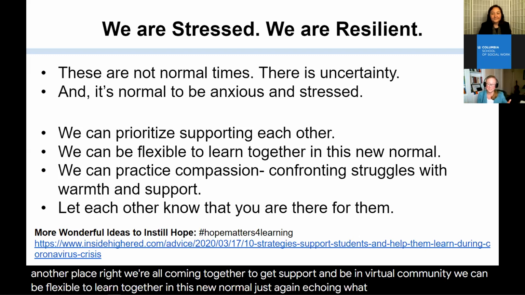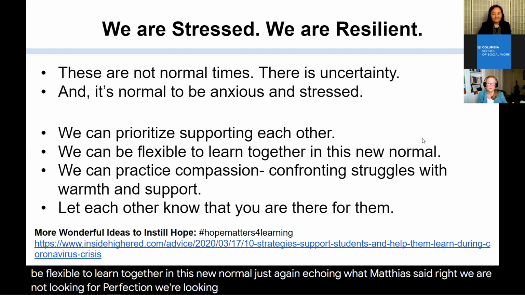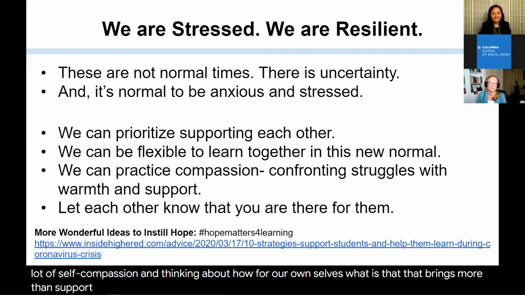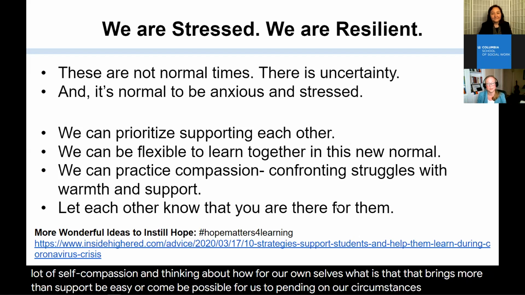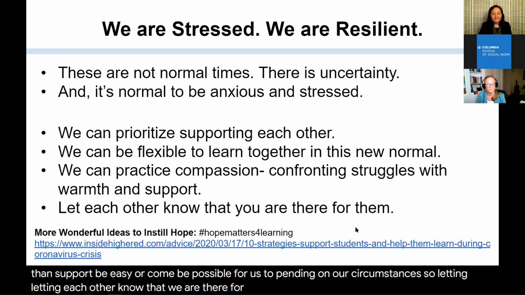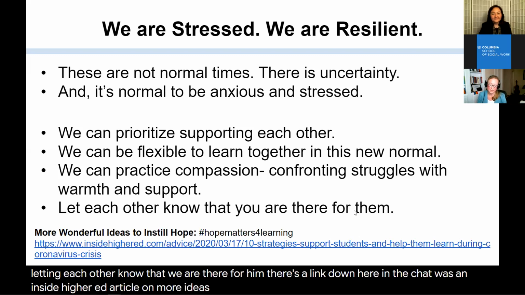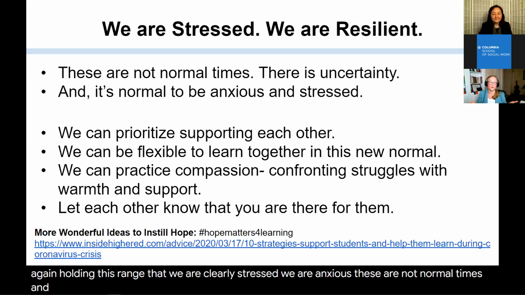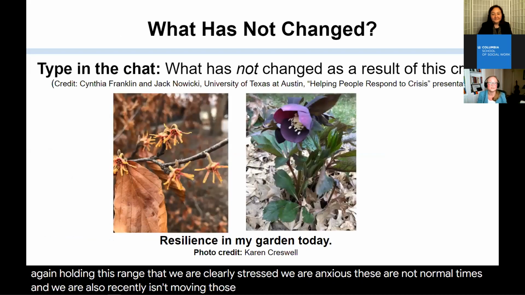Just again, echoing what Matthea said, right? We are not looking for perfection. We're looking for grace and understanding and compassion. Definitely a lot of self-compassion. And thinking about how, for our own selves, what is it that brings warmth and support. And it might not always be easy or possible for us depending on our circumstances. So letting each other know that we are there for each other. And there's a link down here in the chat. It was an Inside Higher Ed article on more ideas to help think about instilling hope and holding that. So again, holding this range that we are clearly stressed, we are anxious, these are not normal times, and we are also resilient, holding those two pieces.